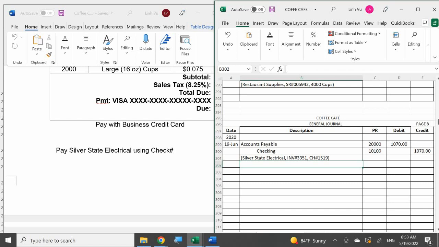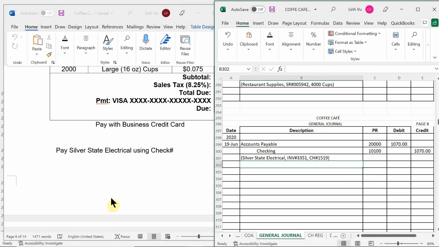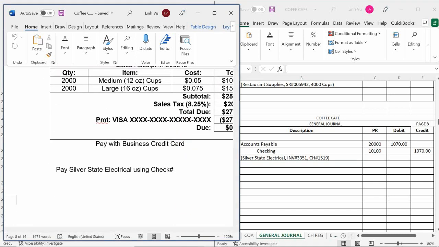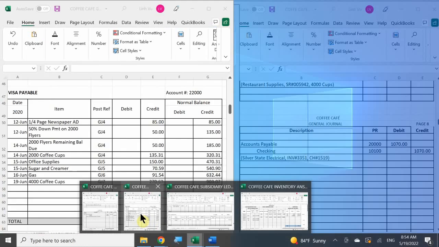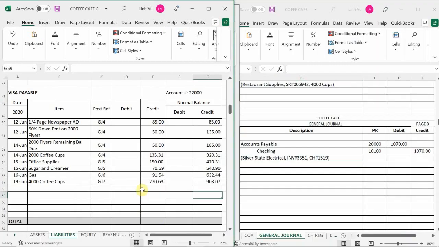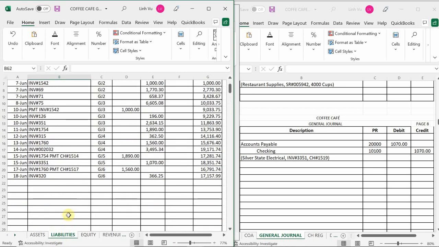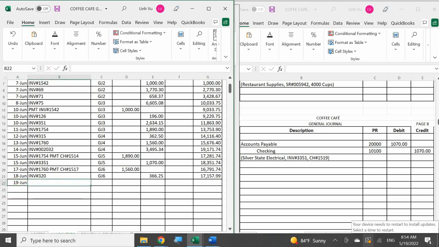So now where do I need to go? Now that I finished my journal, where do I need to go next? Ledger. You got to go to the ledger, right? We got to update our accounts because I just spent money from my checking account. I definitely need to see how much I have left in my checking account, right? And this one, I just decreased the amount that I owe by 1,070.